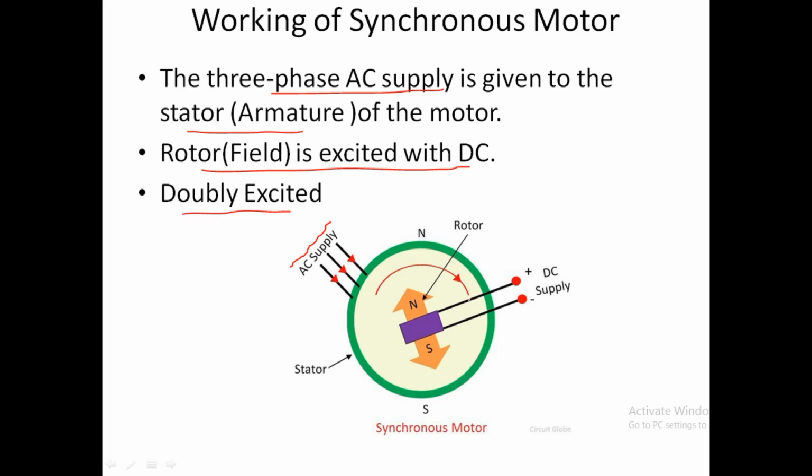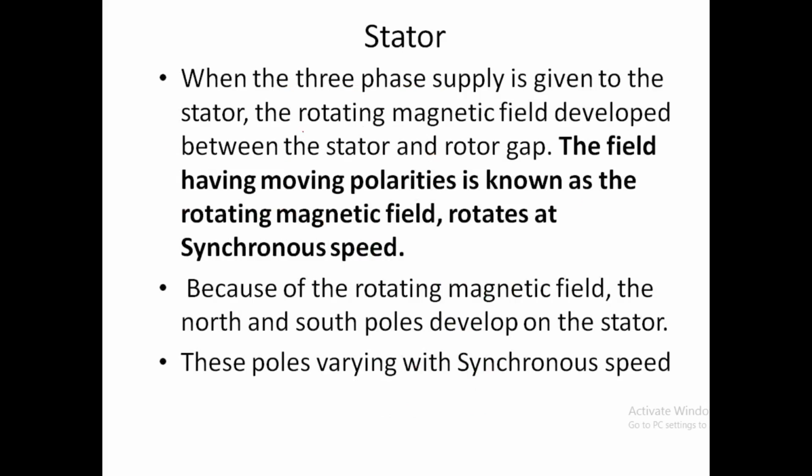Along with this, since it is a motor, we are giving a three-phase AC supply to the stator. There are two supplies, therefore it is a doubly excited machine. Now the stator is given a three-phase supply and a rotating magnetic field is developed. That is the main term here. A field having moving polarities is known as the rotating magnetic field, and it rotates at synchronous speed.